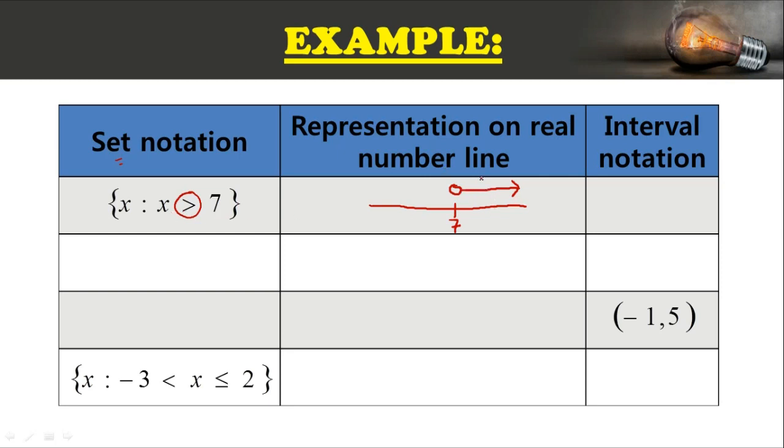Okay, so we want x greater than 7. That means this is our x. So we want here. Still remember, when our arrow to the right, maksudnya hujung sekali adalah infinity. So for interval notation, since we have an empty circle here, open bracket 7 until comma infinity. Infinity always open.